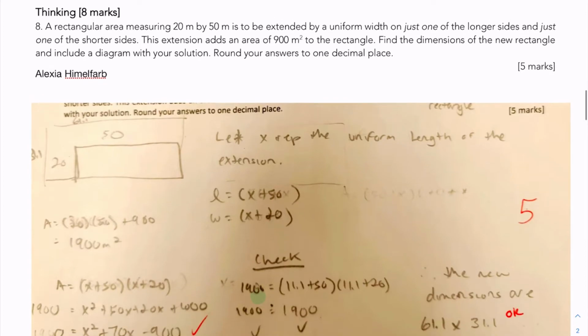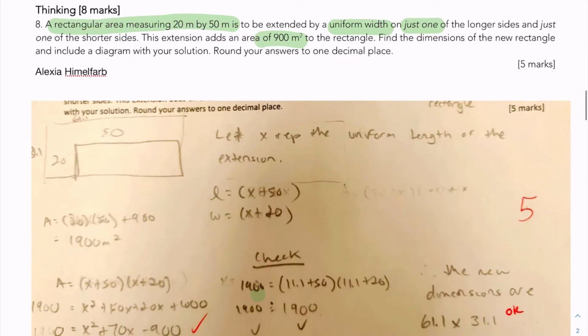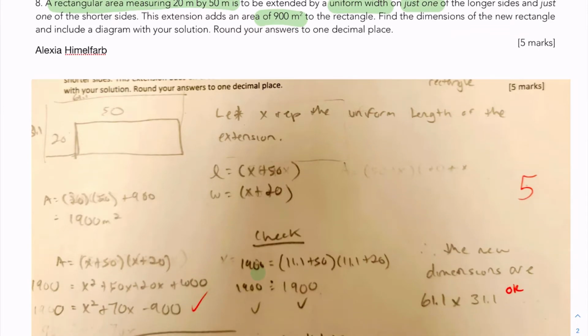Let's check it out. So we have a rectangular area. It measures 20 by 50, and it is extended by a uniform width on both the longer and shorter sides. So this extension adds an extra 900 square meters to the rectangle. Now we want to find the dimensions of the new rectangle and make sure we have some kind of visual on that as well. So let's look at this solution, courtesy of Alexia Himelfarb.